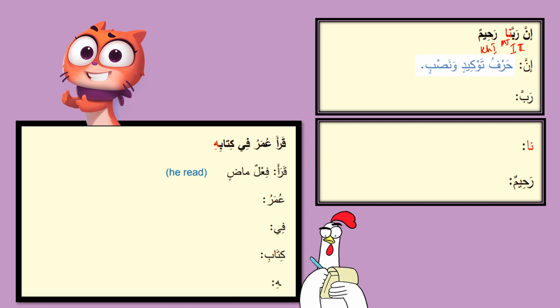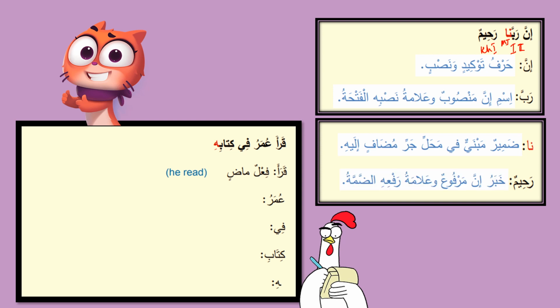So let's do the i'rab. Inna harf tawkidin wa nasb. Rabba is our ism inna, mansub because it is having a fatha. Remember the rules of inna: mansubun wa alamatu nasbihi al fatha. And the kaf attached with the noun Rabb will be damir mabni fi mahall jar mudaf ilayh. And khabar inna is always marfu. So what will be the i'rab? Khabar inna marfu'an wa alamatu raf'ihi ad-dammatu. So this is the i'rab.